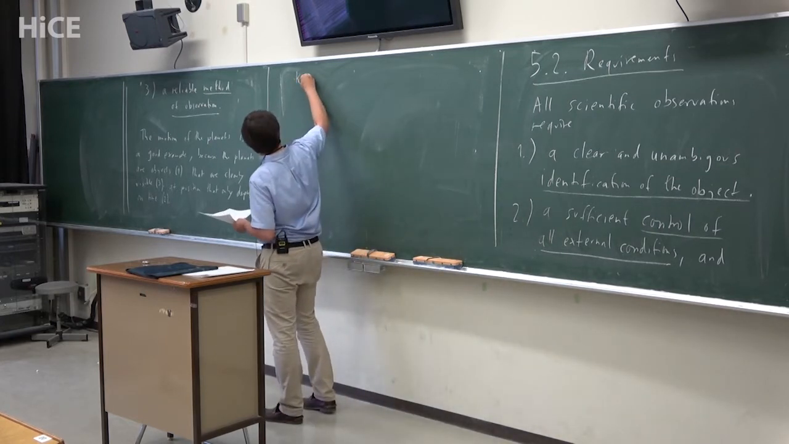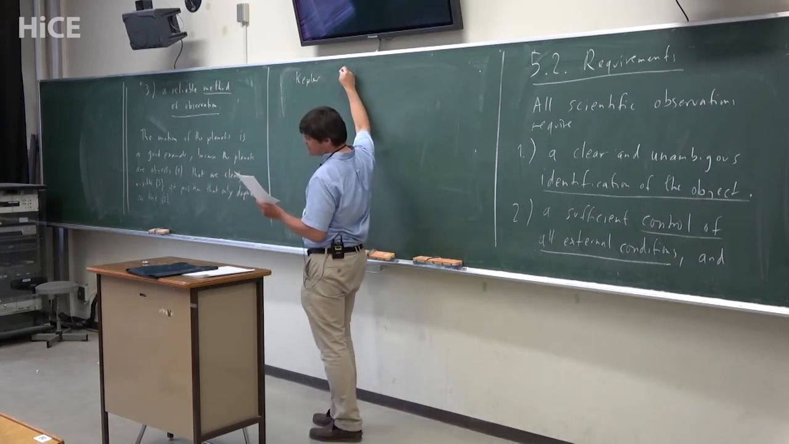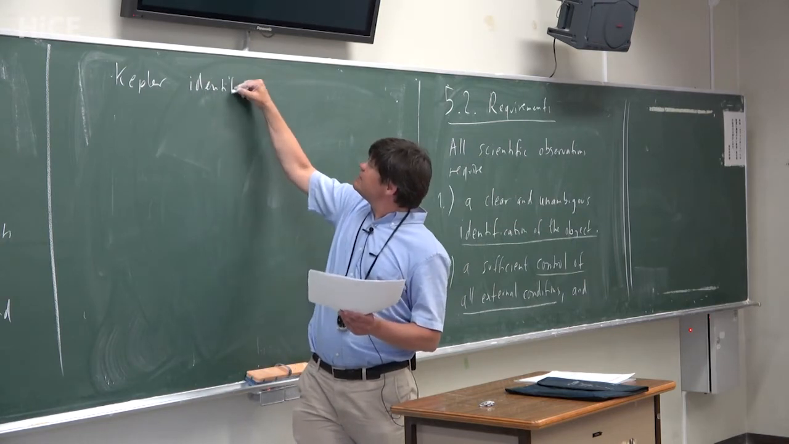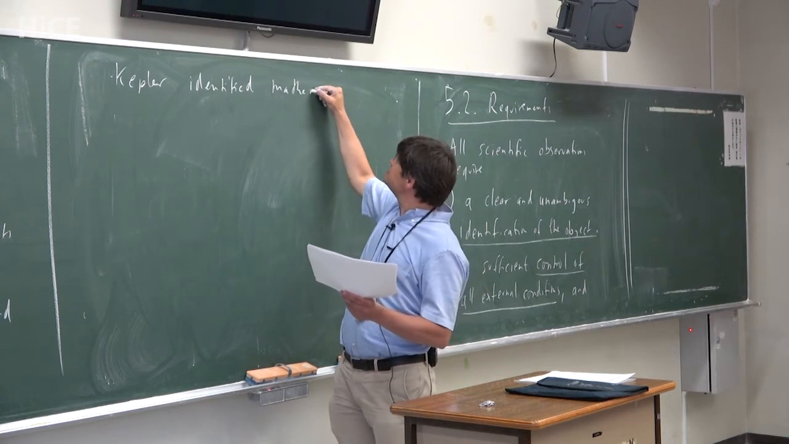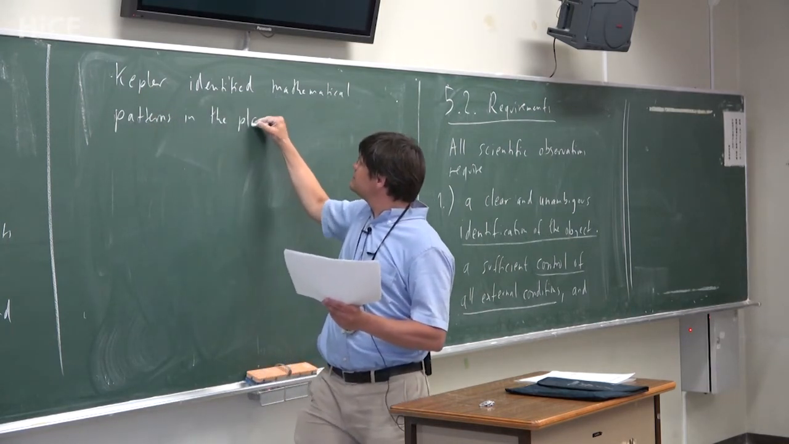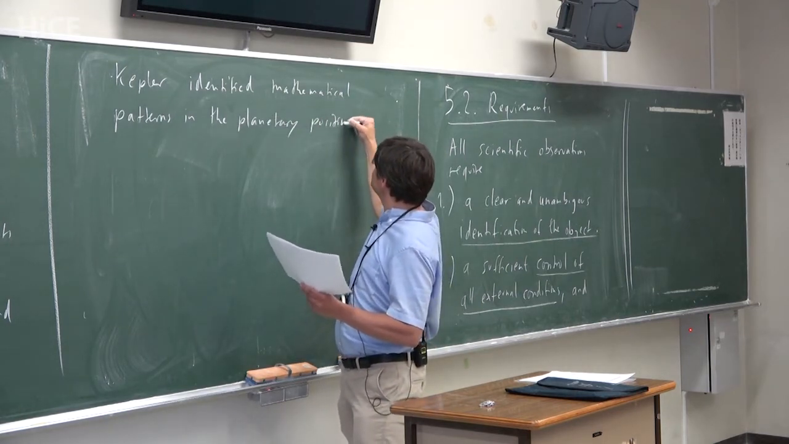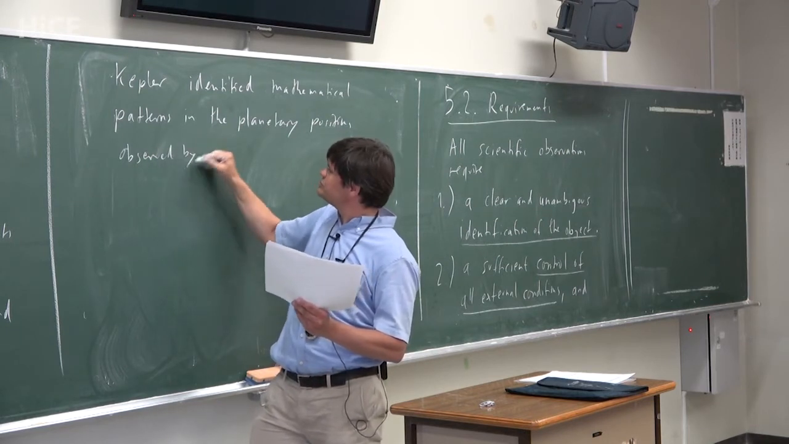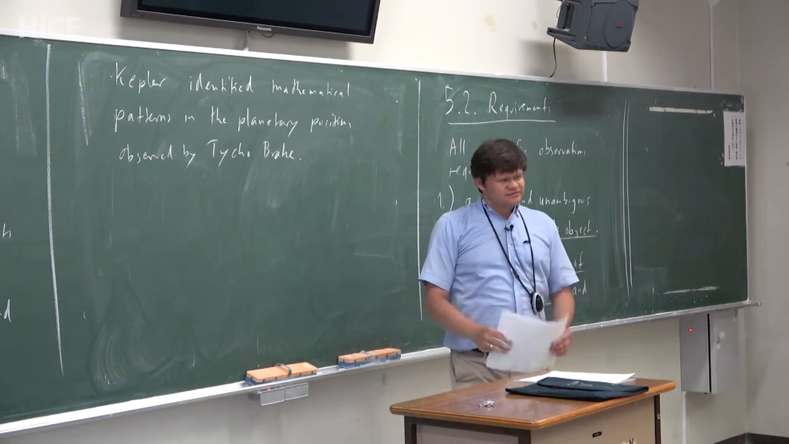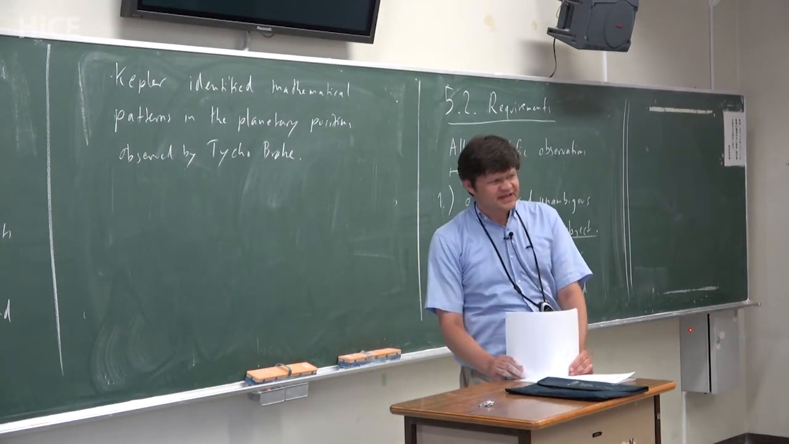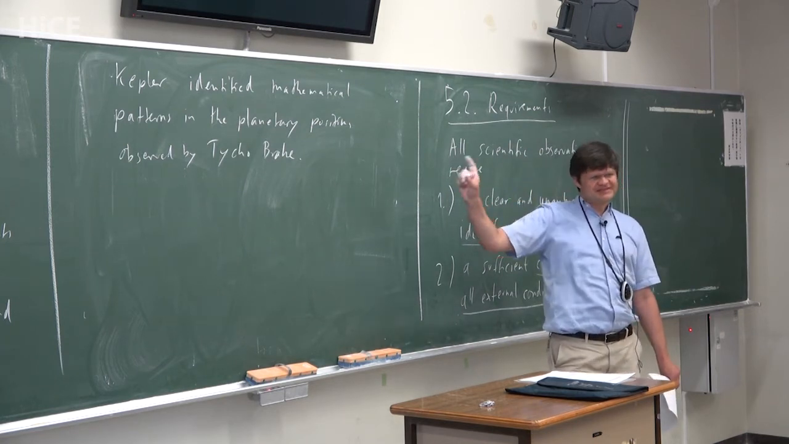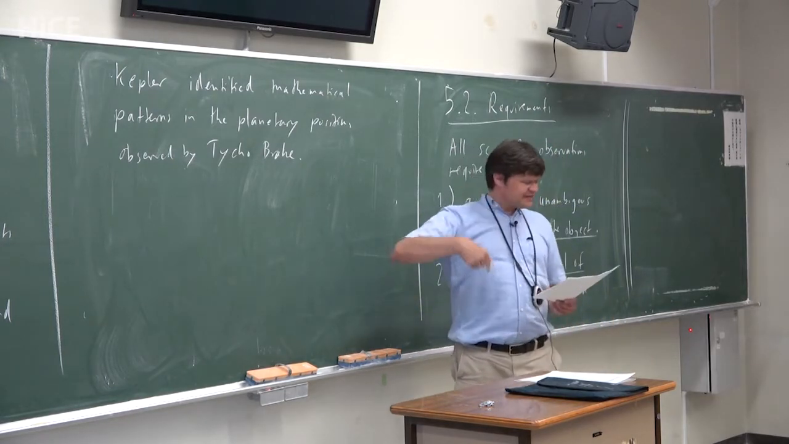So Kepler identified mathematical patterns in the time series of planetary positions recorded by Tycho Brahe. So he just found the patterns. So can we apply that to all kinds of other fields in physics, right? This would be the prime example that sets the mood. And now we have to develop that step by step.